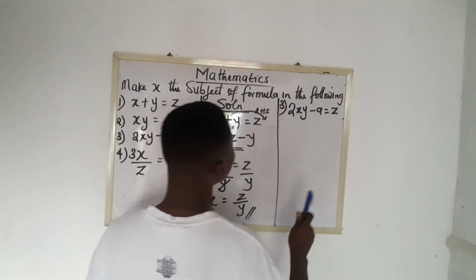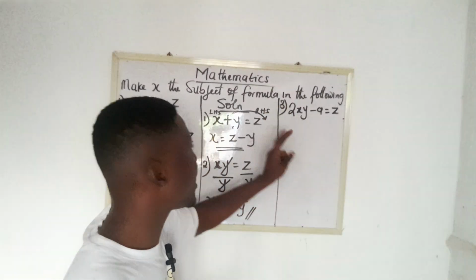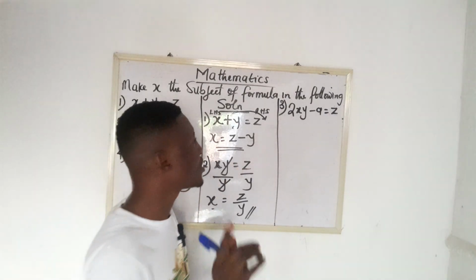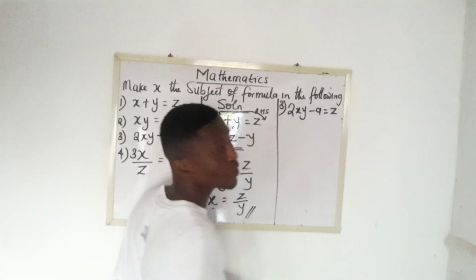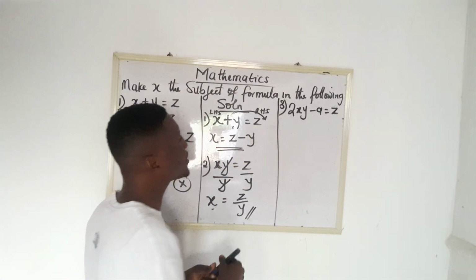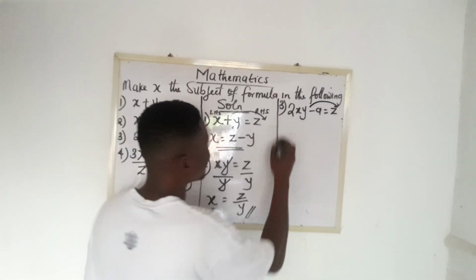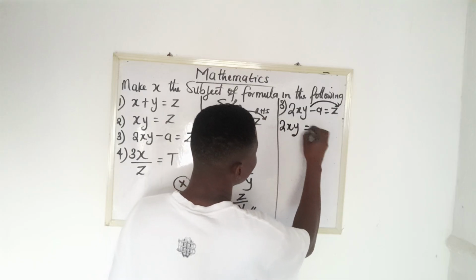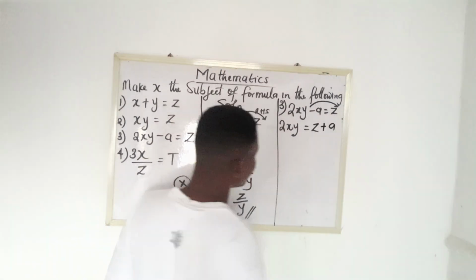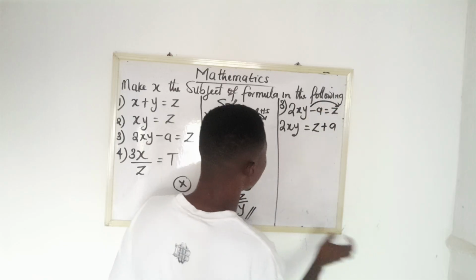Here we are having a combination of, first of all, our variable that we want to make the subject of formula is on the left-hand side of the equation. Now what are those things surrounding it? Here we have 2 and y. We also have minus a. So what we are going to do first of all is to take that minus a to the other side of the equation. Then we have 2xy is equal to z. Here, when it crosses, it becomes plus a. Now you can see that we have successfully moved this to the other side and we are left with 2xy.